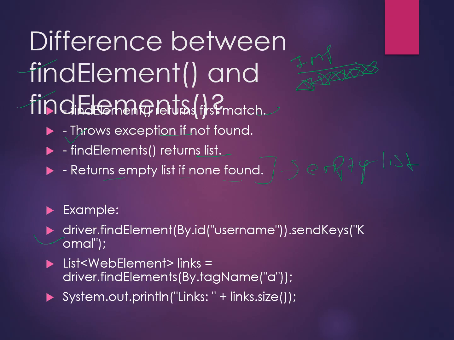An example: driver.findElement. This is the element we have provided. Then we provide sendKeys, and a list of WebElements with findElements for the elements with this name. Then we print all the tag names of these elements in the console. This is the beauty of findElements. If the element is found, we send the keys "Komal", and then we find the multiple elements and print all the a tag elements on the console.